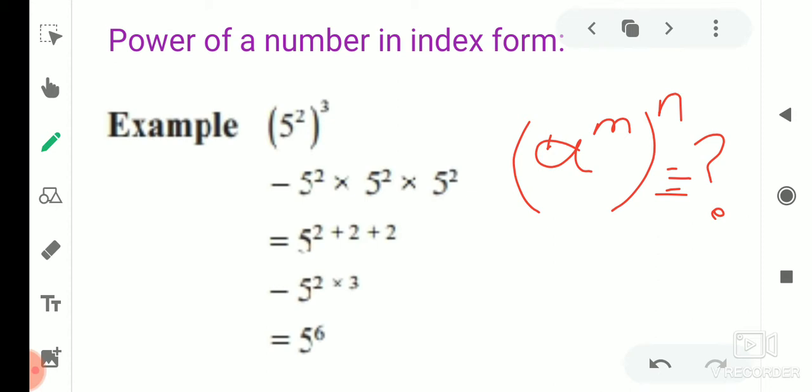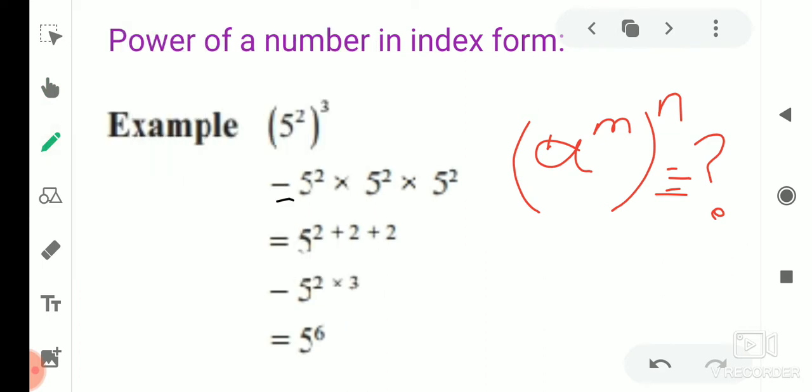Let's see the example. Here 5 raised to the power 2 whole raised to the power 3. Here 5 raised to the power 2 is in index form and we are taking the power of it. So what will be the answer? We can write 5 raised to power 2 raised to power 3 as 5 square.